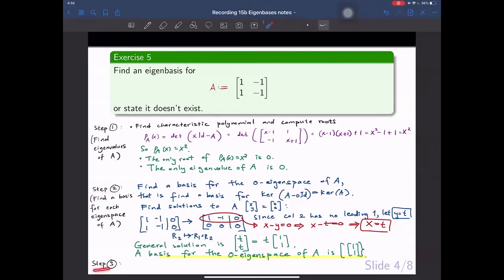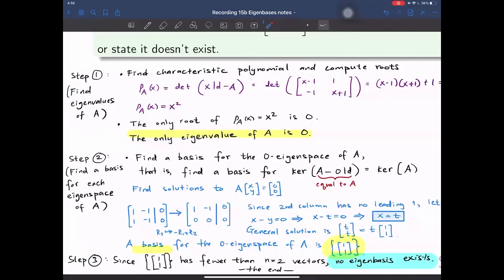I will now do the third step. The only vector I get from step 2 is this vector. So I form a set consisting of just that vector. And I see that this has fewer than 2 vectors, but the matrix has width 2. So no eigenbases exist for this matrix.